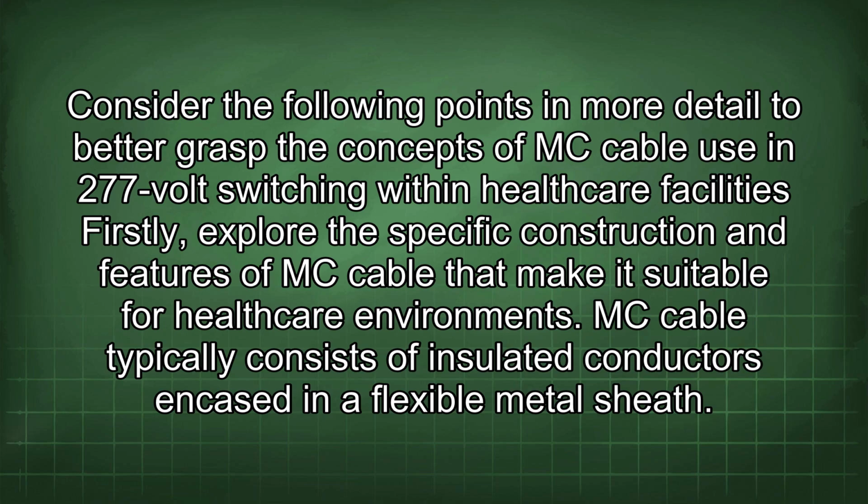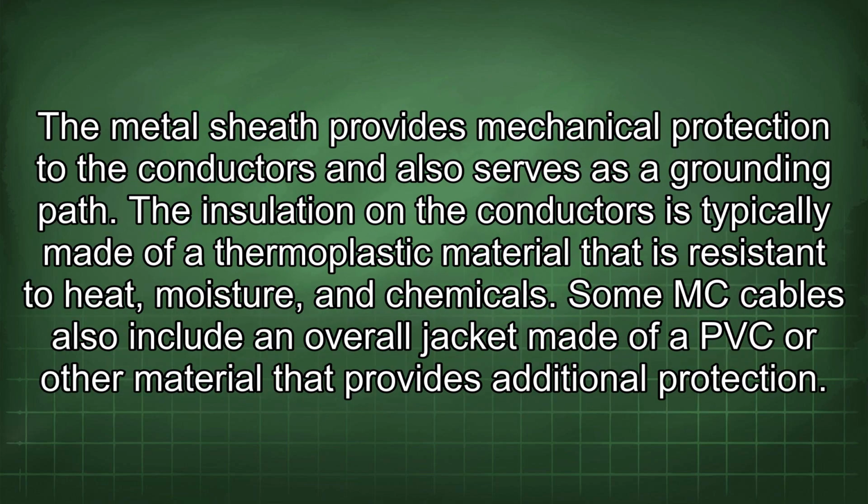healthcare facilities. Firstly, explore the specific construction and features of MC cable that make it suitable for healthcare environments. MC cable typically consists of insulated conductors encased in a flexible metal sheath. The metal sheath provides mechanical protection to the conductors and also serves as a grounding path. The insulation on the conductors is typically made of a thermoplastic material that is resistant to heat, moisture, and chemicals. Some MC cables also include an overall jacket made of PVC or other material that provides additional protection.